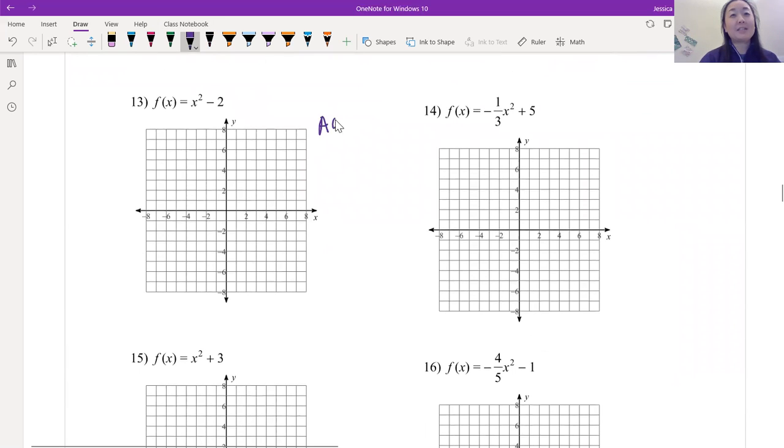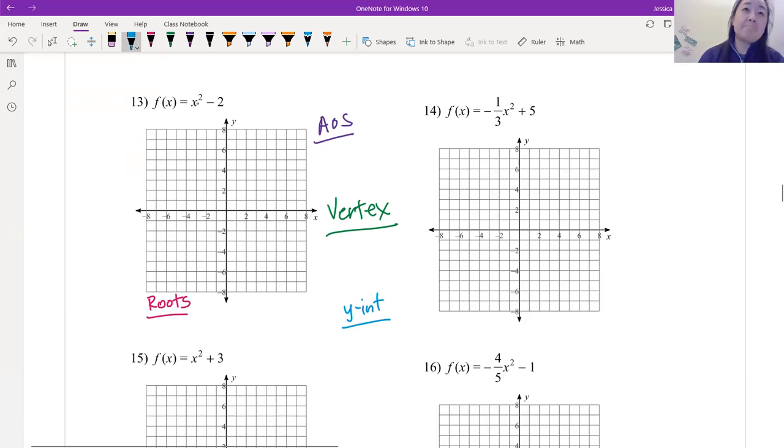So here you go: AOS, vertex, and what is it called? Roots. Get back to my roots, and our y-intercept. All right, so our AOS, okay, actually, we can do this one of two ways. Remember, this is the vertex formula, or should we go with the roots? Let's go with the roots.